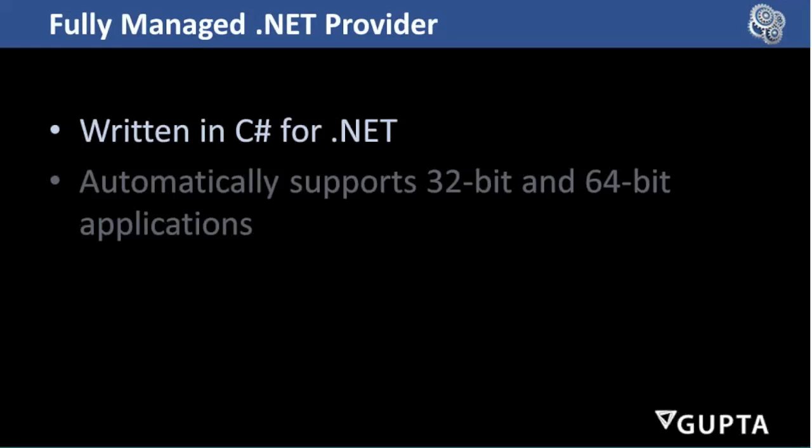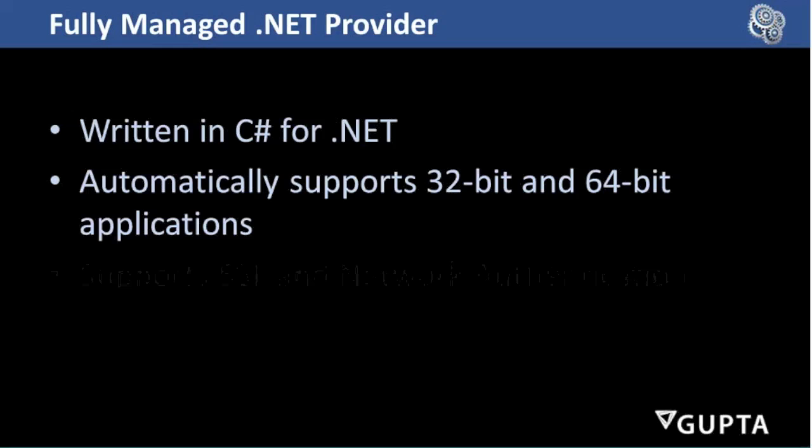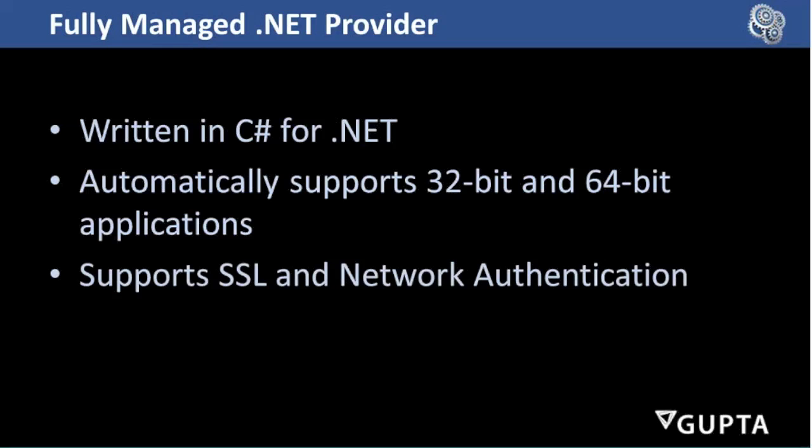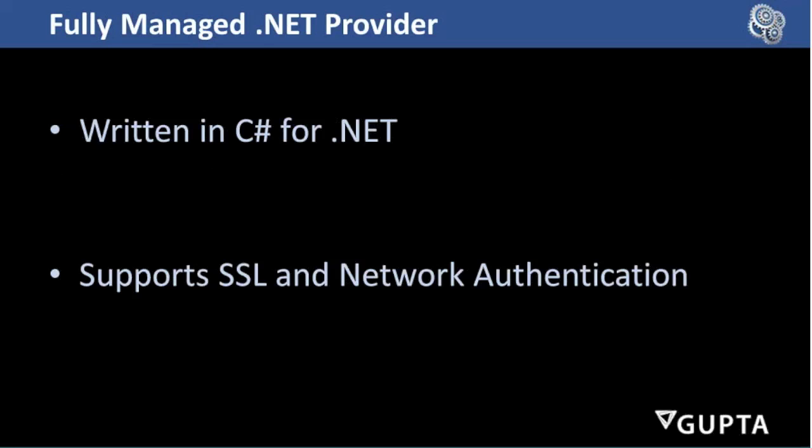So the .NET provider, written in C# for .NET, automatically supports 32-bit and 64-bit applications. It has the Any build type in .NET and will run on 32 and 64-bit. Supports SSL and network authentication. Here's an important change.